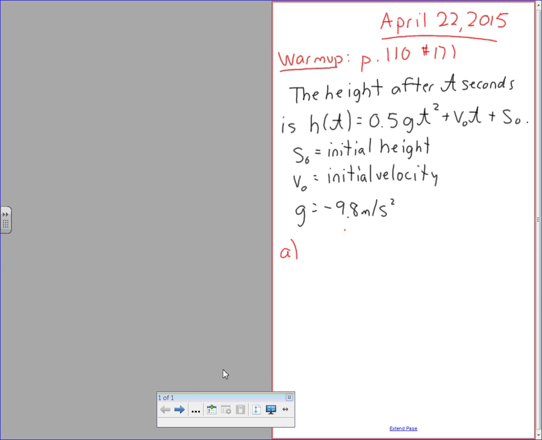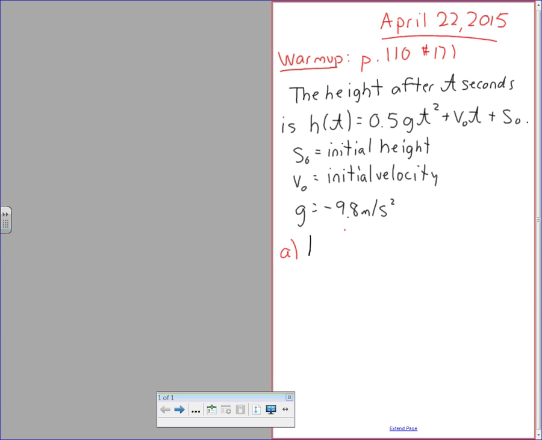Can somebody who wasn't here yesterday tell me how to find the speed of something? I'm punishing you for this question. If h of t is the position, what's the speed going to be? Someone that wasn't here yesterday. Go ahead. h prime of t, very good.